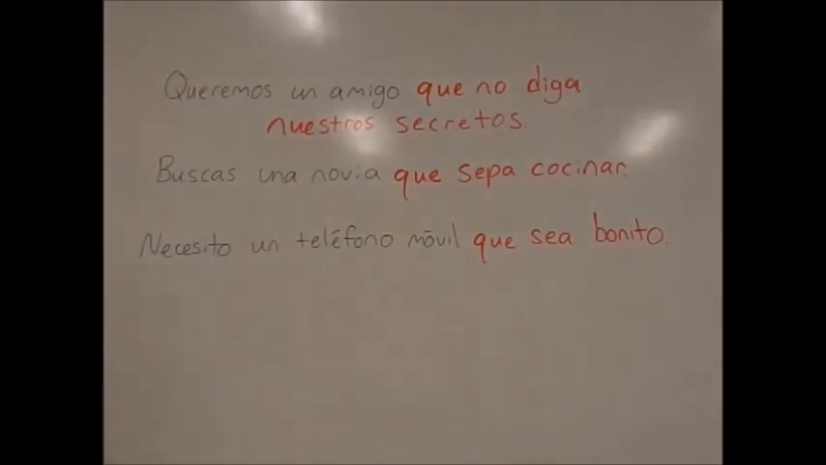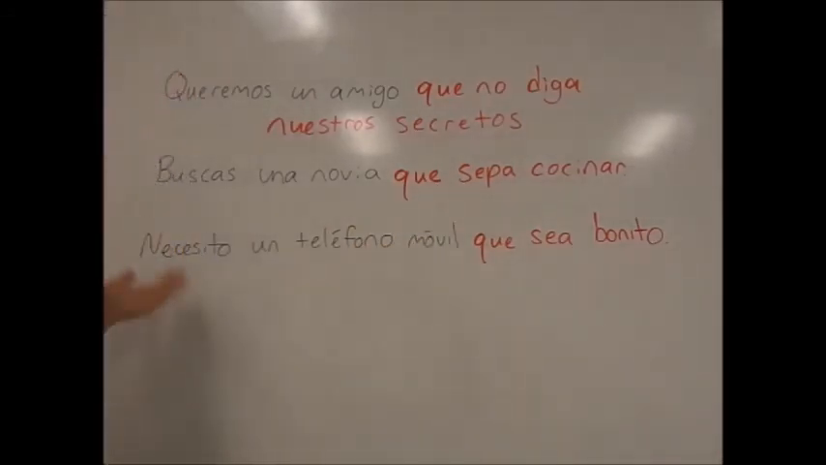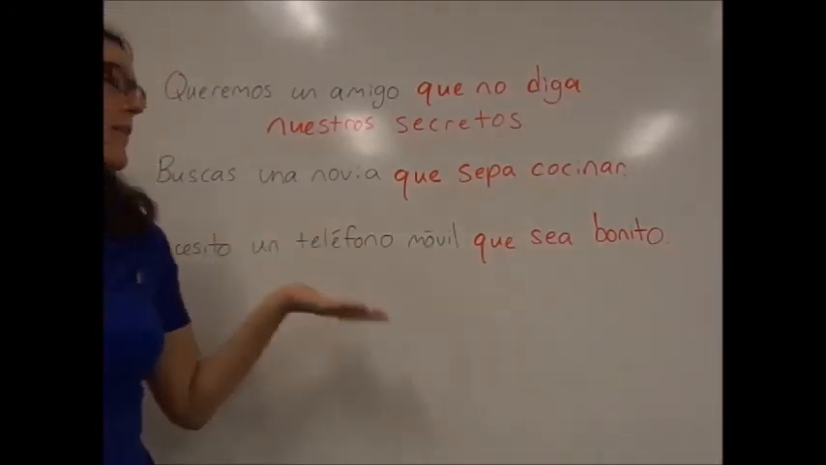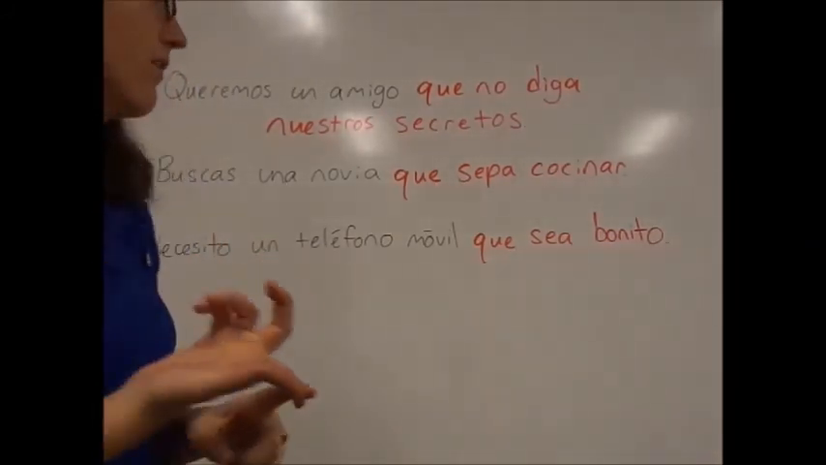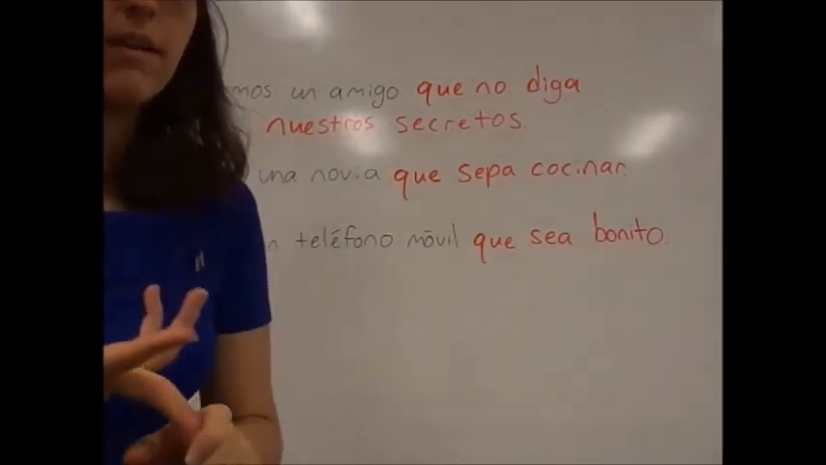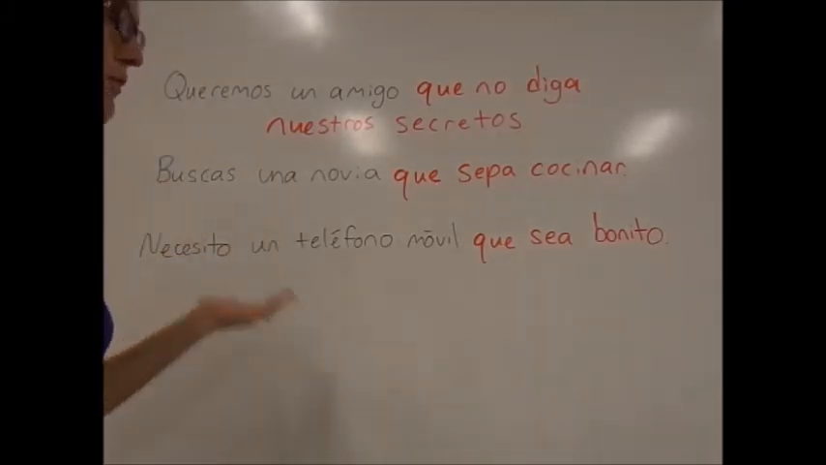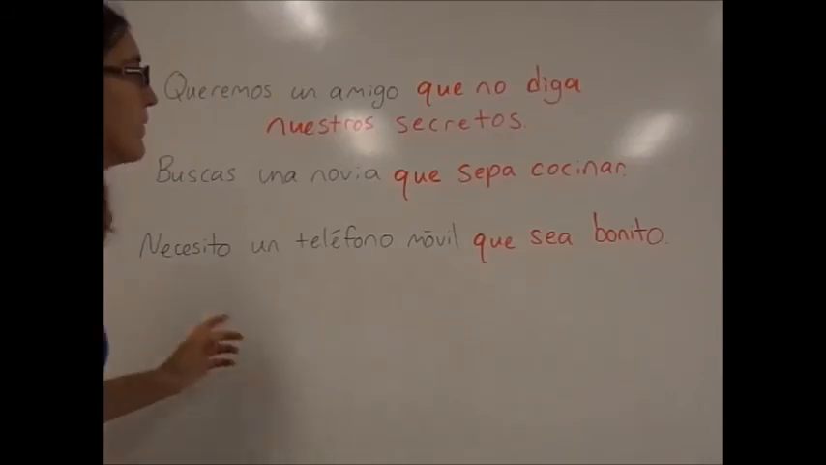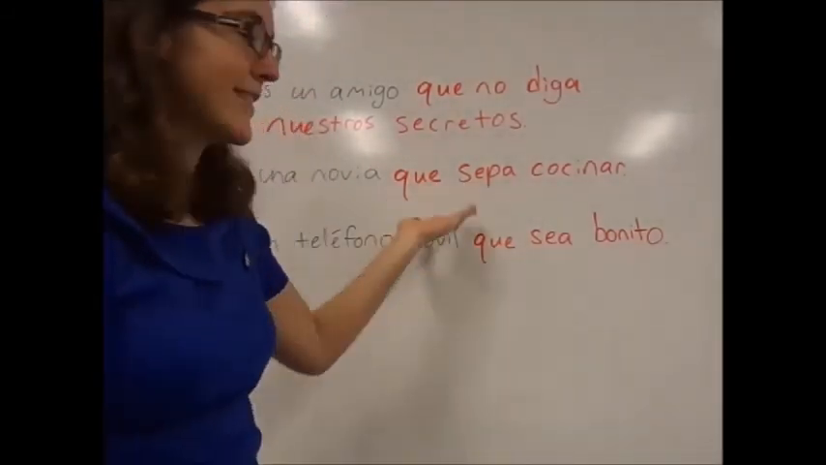The second verb is buscar. So here's a sentence, buscas una novia que sepa cocinar, which means you are looking for a girlfriend that knows how to cook. That doesn't mean you have a girlfriend right now. It doesn't mean you know anybody that knows how to cook. Just because you're looking for a girlfriend that knows how to cook doesn't mean that you'll find one. And so because of that, we use the subjunctive form of saber, which is sepa.